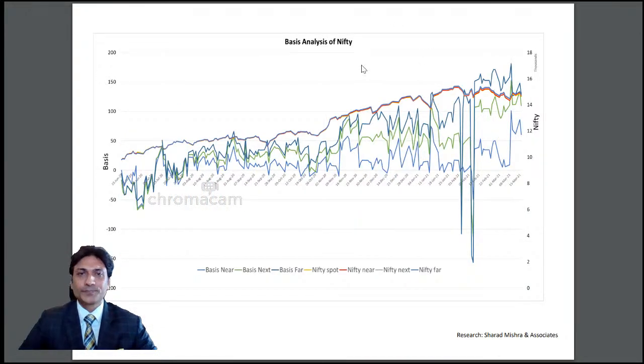If you look at basis analysis of Nifty, very interesting factor. We have seen that it was consistently increasing. However, after March, it has been decreasing. For the far futures, it was increasing dramatically. But after March, it has started converging with the next futures.